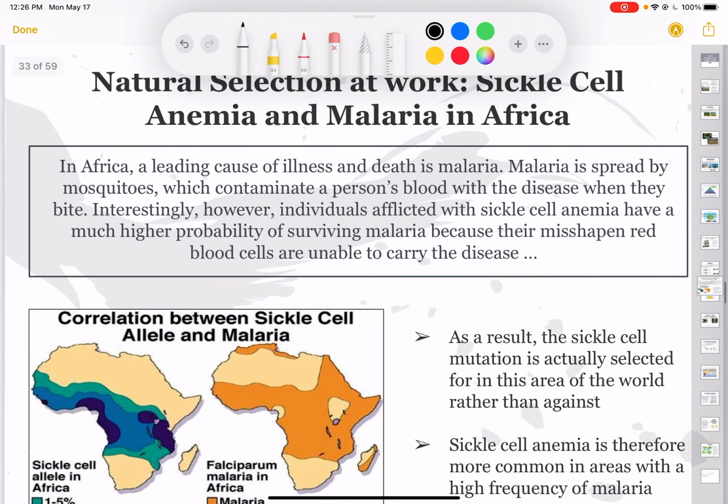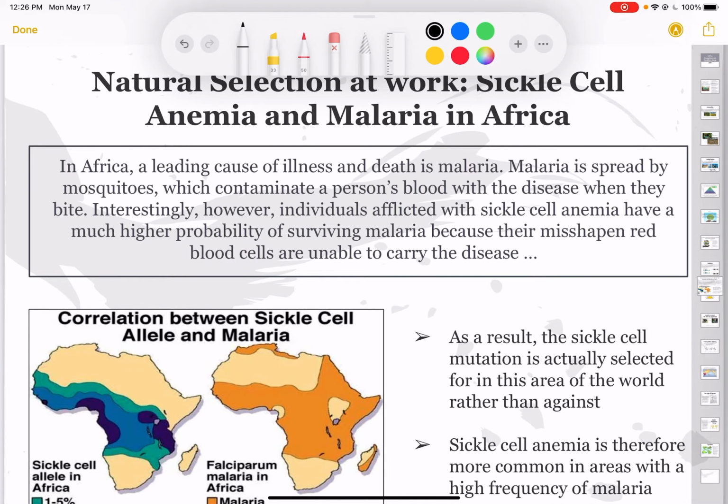It says natural selection at work, so sickle cell anemia and malaria in Africa. It says in Africa, a leading cause of illness and death is malaria. Malaria is spread by mosquitoes, which contaminate a person's blood with the disease when they bite. Interestingly, however, individuals afflicted with sickle cell anemia have a much higher probability of surviving malaria because their misshapen red blood cells are unable to carry the disease.